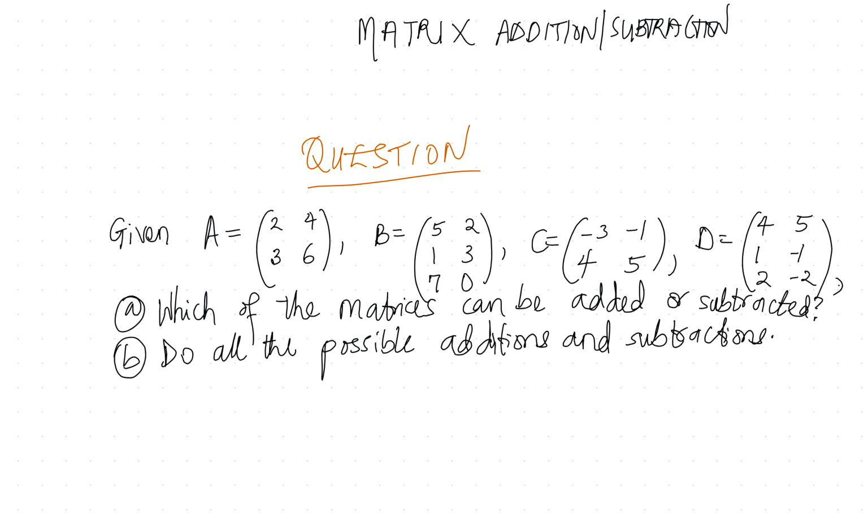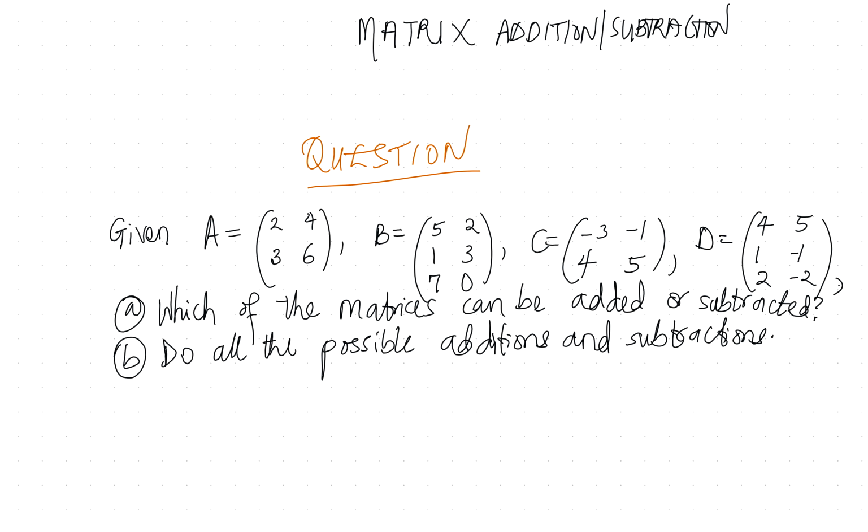So given matrix A, which is a 2 by 2 matrix, matrix B, a 3 by 2 matrix, matrix C, a 2 by 2 matrix, and matrix D, which is a 3 by 2 matrix. Question: which of the matrices can be added or subtracted? Then do all the possible additions and subtractions.